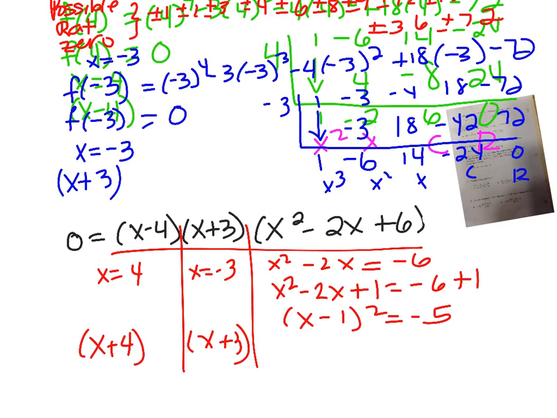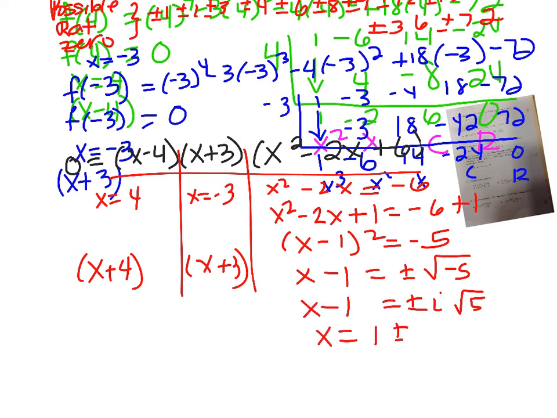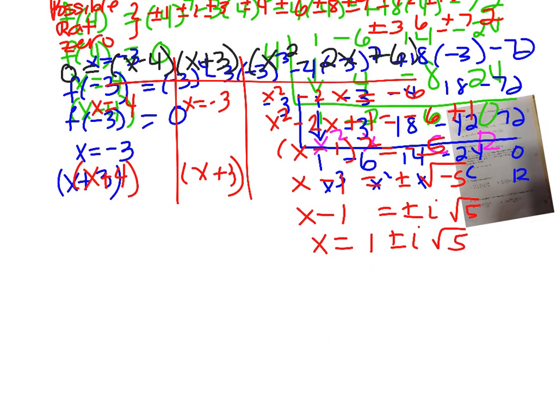Square root both sides. So I get x minus 1 equals plus minus the square root of negative 5, which is plus minus i the square root of 5. Add the 1 over. 1 plus minus i the square root of 5. So let me just rewrite this here. So I have x equals 4, x equals negative 3, x equals 1 plus i the square root of 5, x equals 1 minus i the square root of 5.